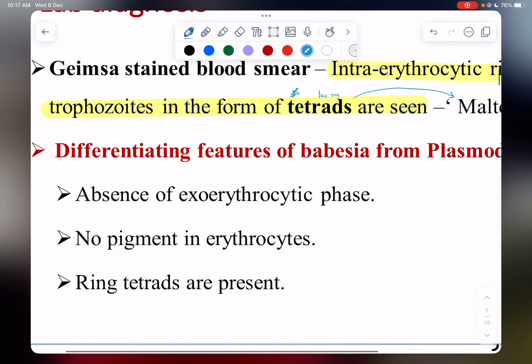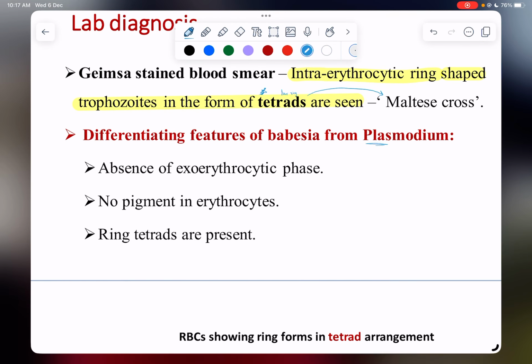Now, how do they differ from the malaria parasite? Number one is that they don't have the exoerythrocytic phase. You know what is the exoerythrocytic phase?